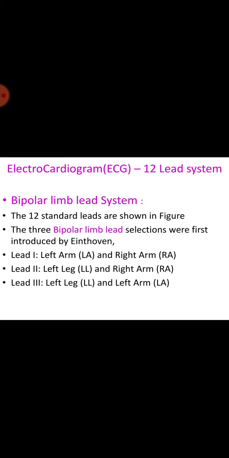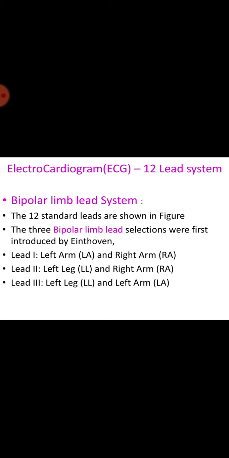Now let us see the bipolar limb lead system. Bipolar limb leads are also called standard leads, and this system was first introduced by Einthoven. In this lead system, the potentials are tapped from four locations of our body: left arm, right arm, right leg, and left leg. Usually, the right leg electrode acts as the ground reference electrode.